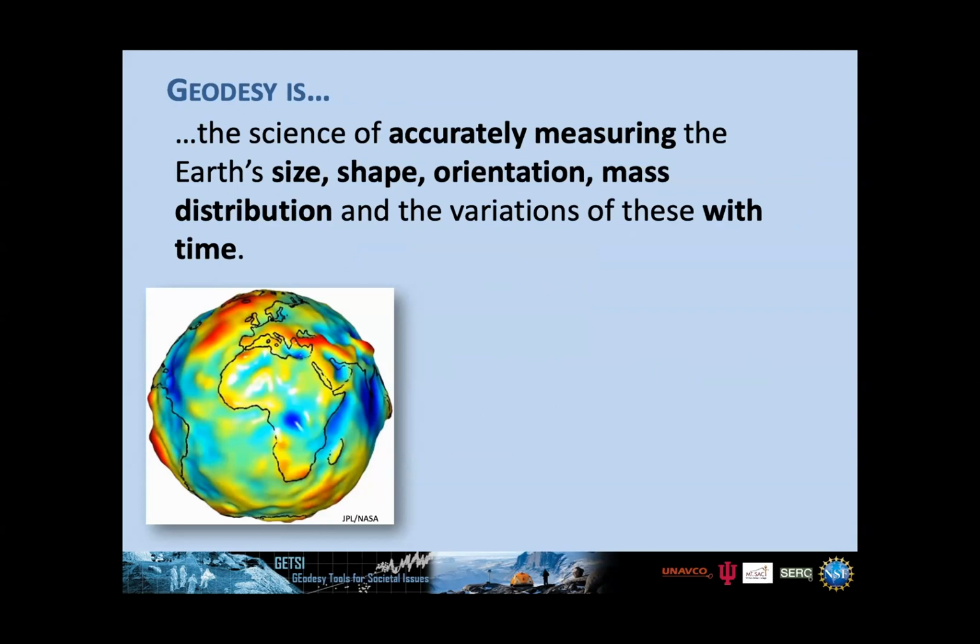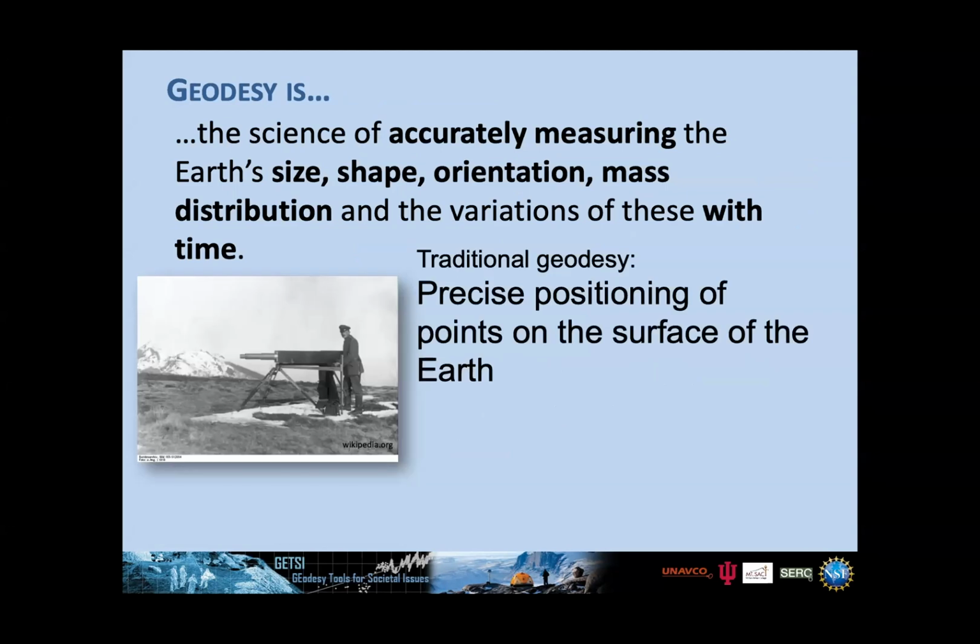Just to make sure that we're all on the same page about what I mean when I say geodesy, it is the science of accurately measuring the Earth's size, shape, orientation, the mass, where it is, and how it's moving around with time. Traditionally, or originally, it was really just precise positioning of points on the surface of the Earth. When we really got going with surveying, it was just hard enough to know how far, say, Berlin and Paris were away from each other.